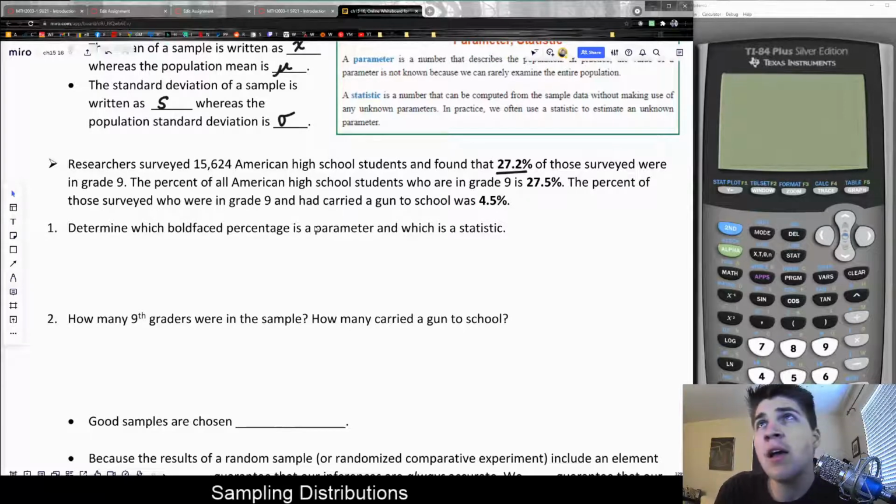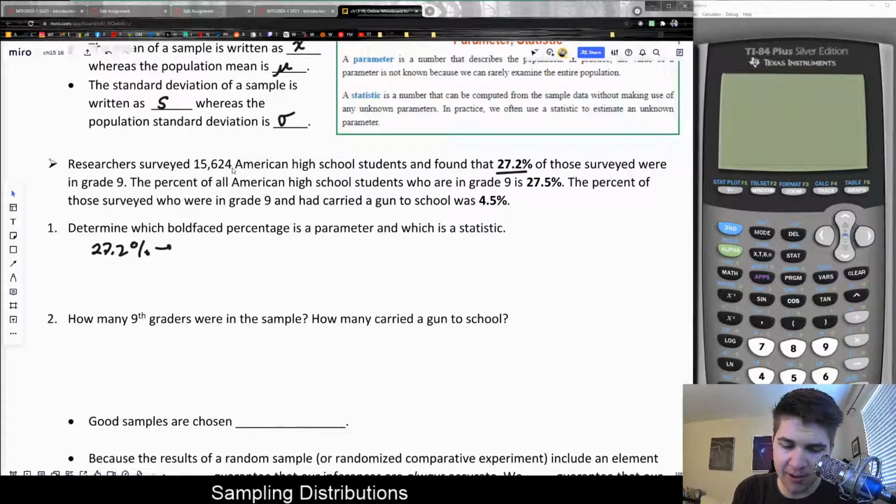So if we're trying to determine whether that's a statistic or a parameter, let's go ahead and write down 27.2%. Does it refer to the entire population or just the data collected? It doesn't matter how many data points are in the sample. The first thing we want to ask ourselves is, what is the population here? Basically it refers to American high school students, and that's the answer to the question.